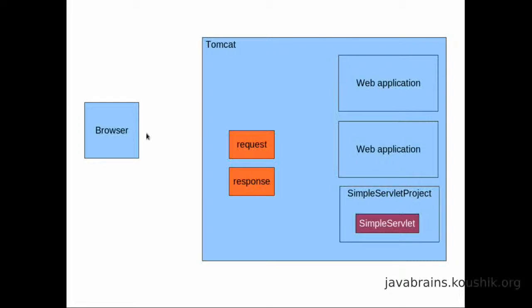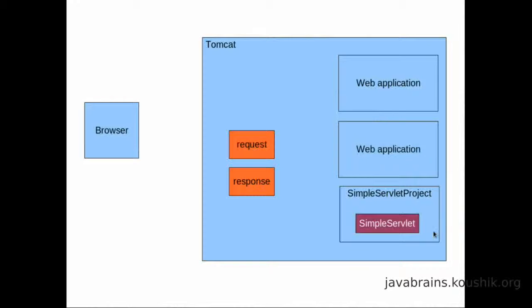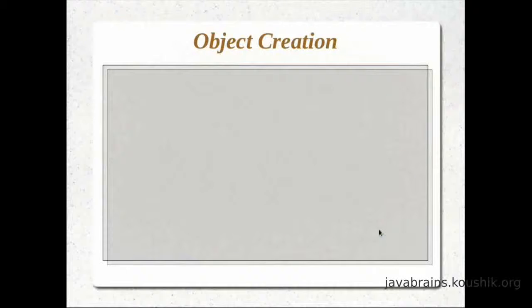So every time there is a URL that's accessed, the request and response objects are created and they're handed out to the do-get or the do-post methods of that servlet. So request and response objects are created per access. But how about the servlet object itself? The servlet object is not created per access. Say there are five browser windows or five different clients accessing the URLs that's served by the same servlet. That does not mean that there are five different objects of the servlet.